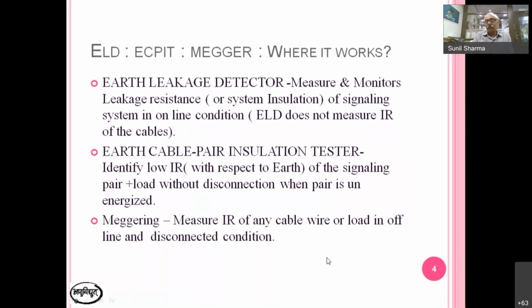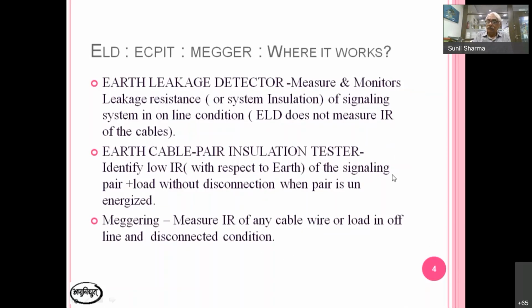Megger, you may do megger. Yours, it is a common practice in railway. So measure IR of any cable, any wire, any load in disconnected condition. So there are three different aspects and three different types of measurement. No doubt, megger is required, but it needs disconnection and a very long procedure.